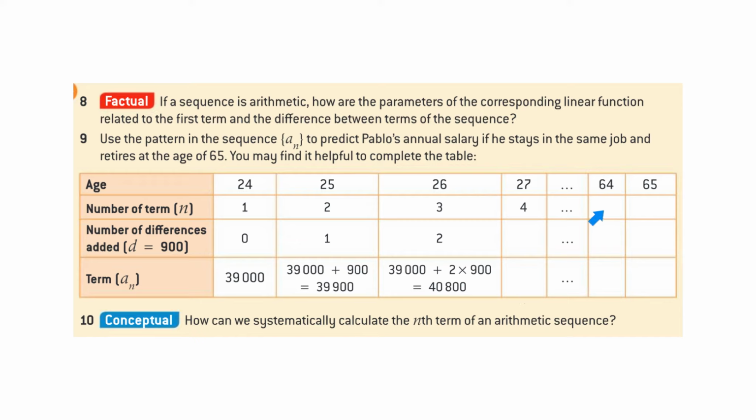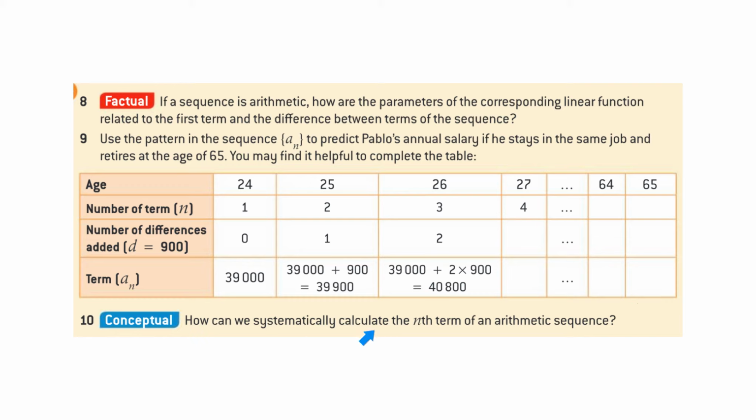Now this one we said was 41, and this was going to be 40. So this is going to be 39,000 plus 40 times 900. And this we said was 42. So this would be 41. So this would be 39,000 plus 41 times 900.